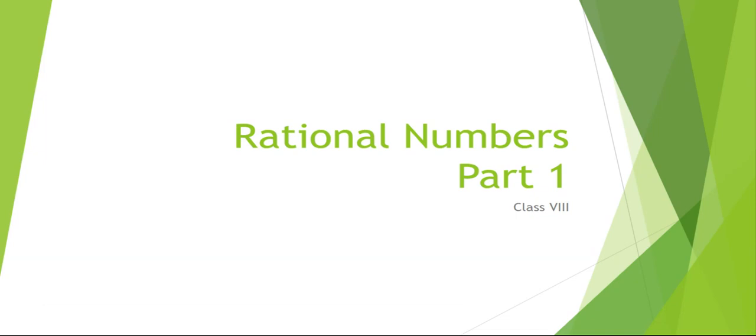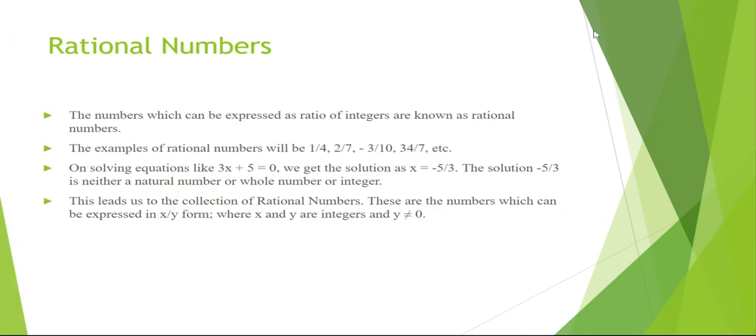Also, I really hope that you remember all the concepts of rational numbers that we have done in class 7th. We'll start with what we have to do in class 8th. If you remember, rational numbers are the numbers which can be expressed as a ratio of integers. Few examples will be 1 by 4, 2 by 7, 3 by 10, 34 by 7, and you can enumerate so many of them.